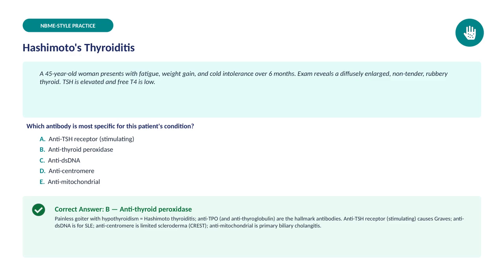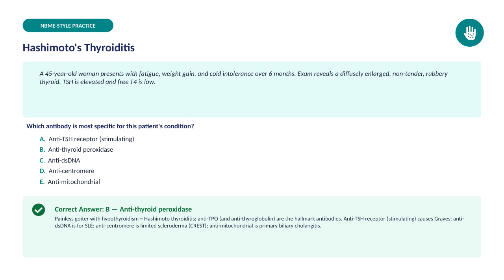A 45-year-old woman has symptoms of fatigue, weight gain, and cold intolerance developing over 6 months, and her exam shows a diffusely enlarged, non-tender rubbery thyroid. The lab tests indicate an elevated TSH with low free T4, which points to hypothyroidism. In this scenario, the most specific antibody to check for is antithyroid peroxidase, or anti-TPO. This antibody is characteristic of Hashimoto's thyroiditis, the most common cause of hypothyroidism in iodine-sufficient areas. The painless goiter and hypothyroid symptoms match this diagnosis.